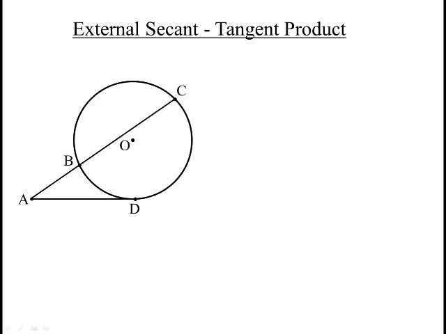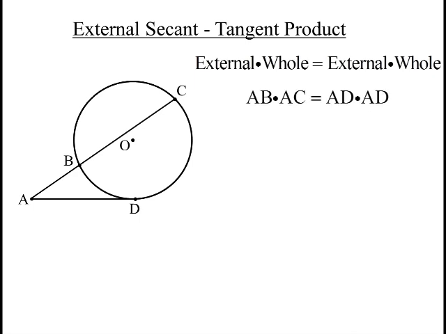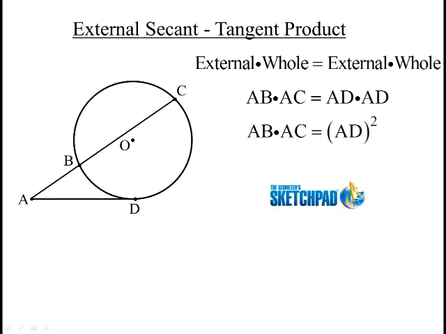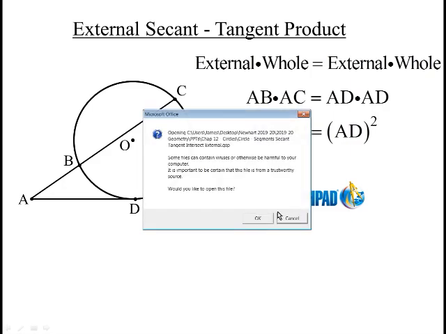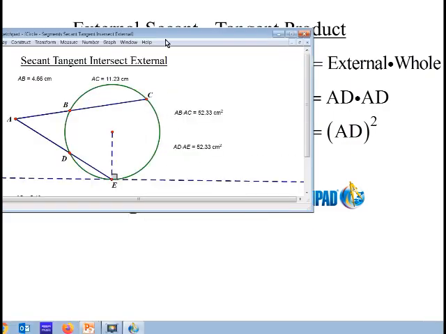This is the last formula on your list of formulas, and it's very similar to what we were just talking about. The external times the whole thing is equal to the external times the whole thing. It just so happens when it's a tangent like this, the external is the whole thing. So it becomes AD times AD, or AD squared. Let's take a look at this in Sketchpad and see what this looks like.